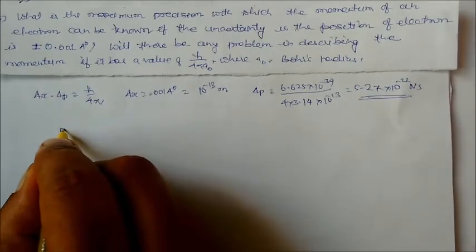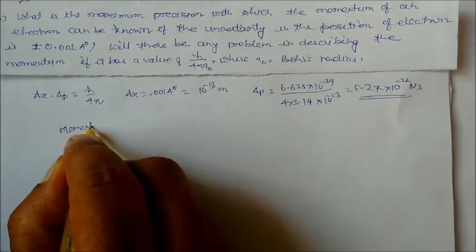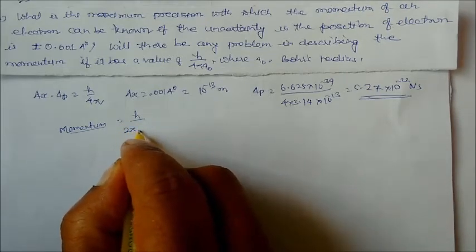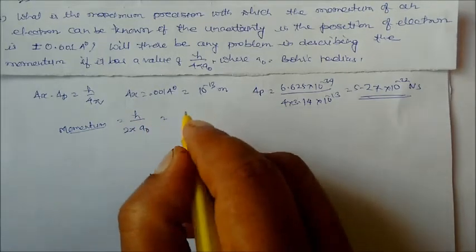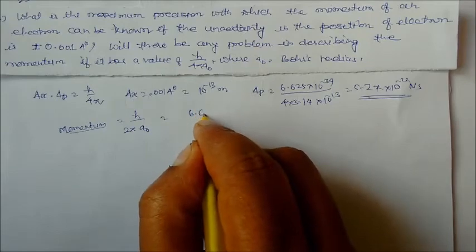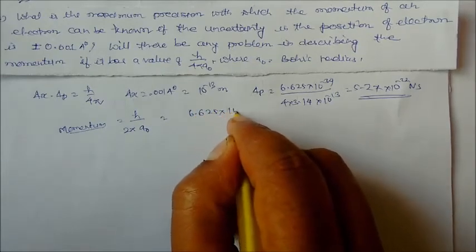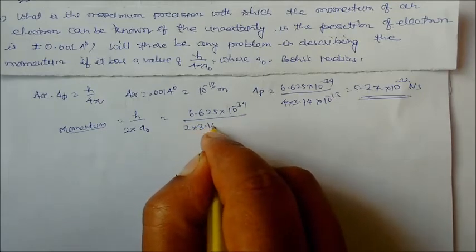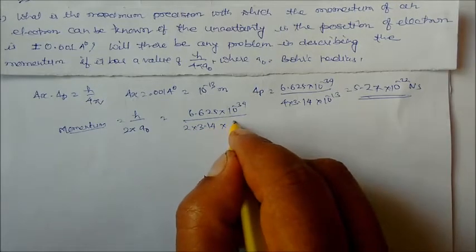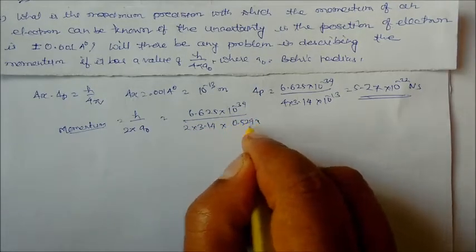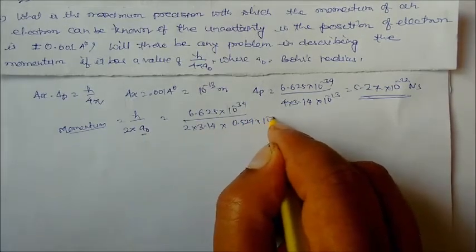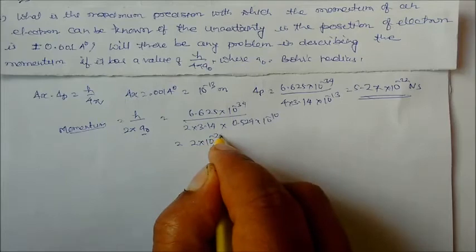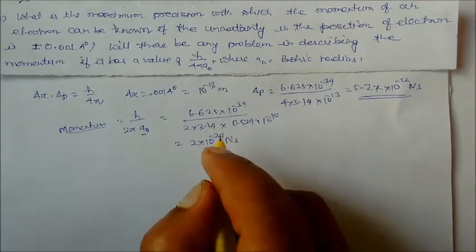So what is the momentum? Here momentum will be h by 2 pi a naught. So this is the formula for momentum. We get 6.625 into 10 to the power minus 34, divided by 2 into 3.14 multiplied by 0.529, which is the value of a naught, into 10 power minus 10. On solving we will get 2 into 10 power minus 24 Newton second.